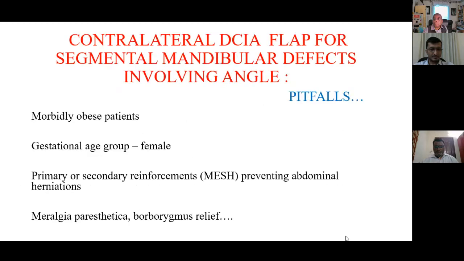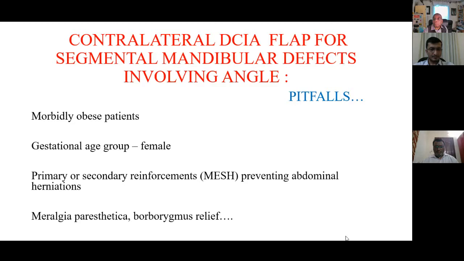That's that aspect too. And even after sectioning the fibula, we tend to see edgy contours, though it's a very minor problem. One more option for mandibular reconstruction would be the deep circumflex iliac artery flap. A contralateral harvest would be a better option for defects involving the angle. So what are the pitfalls we encounter in a DCIA flap?